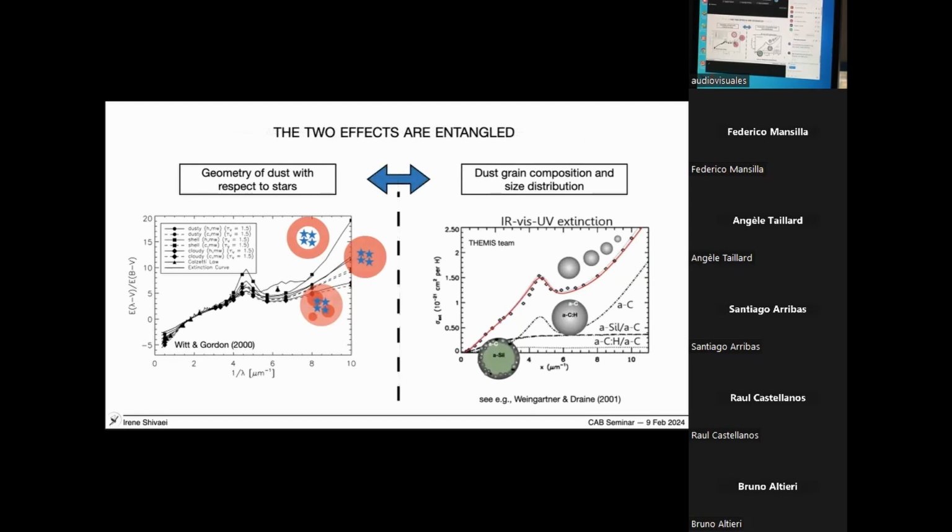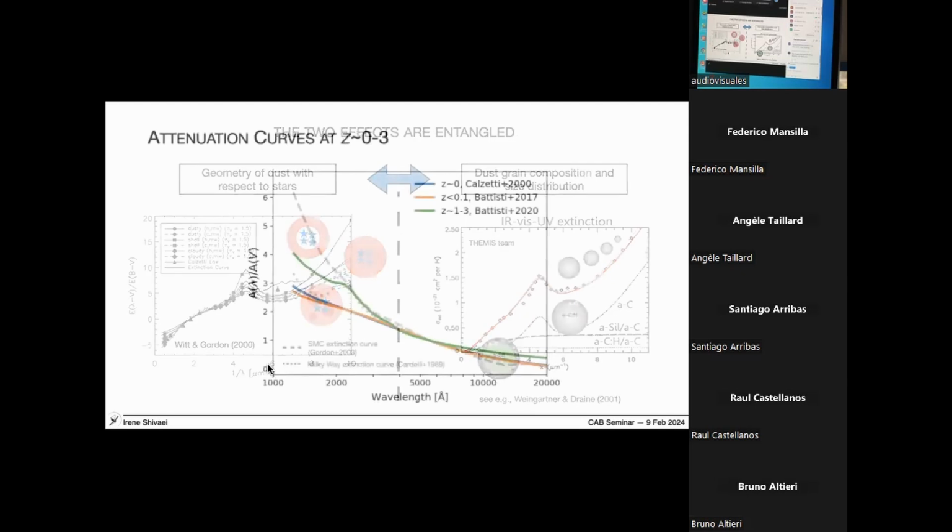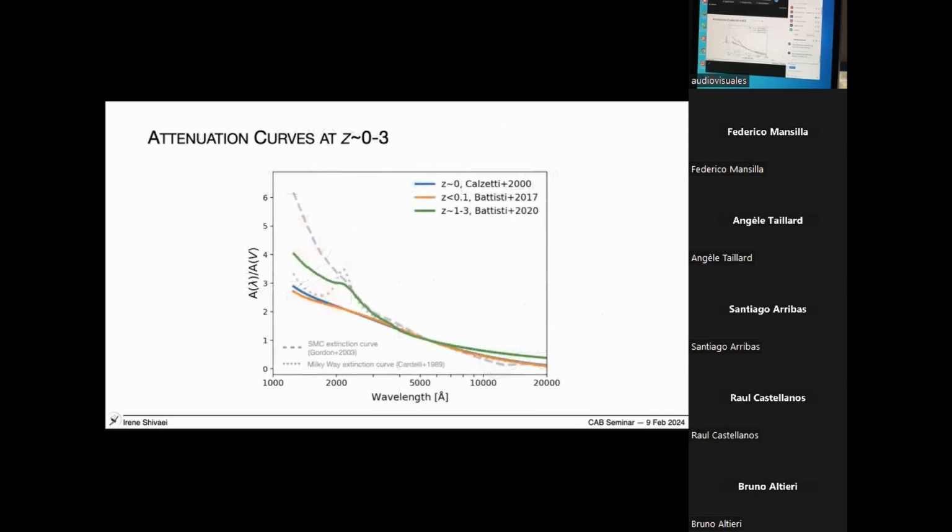If you want to determine the shape of the attenuation curve, you have both of these in the galaxies. But at the same time, it's very challenging, but it's also very rewarding if you can, for example, control for the geometry effects. You would learn something about the properties of dust grains in the high redshift galaxies. So that was the idea of work we did a couple of years ago.